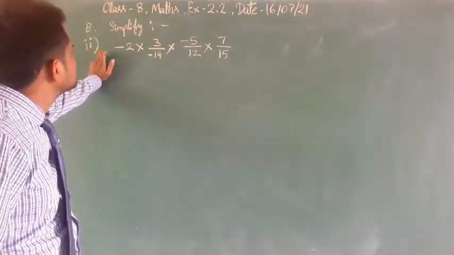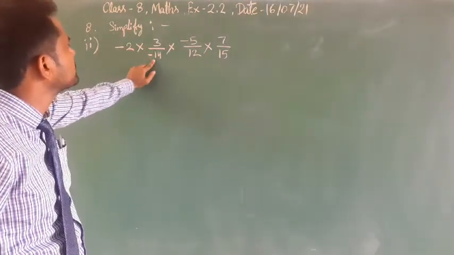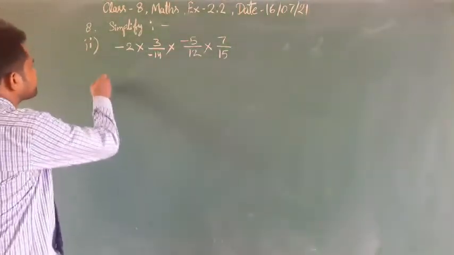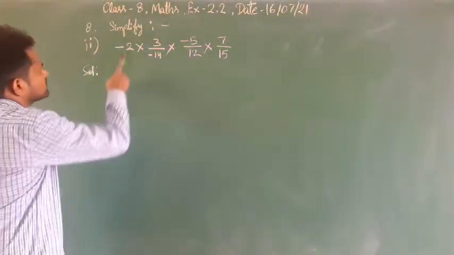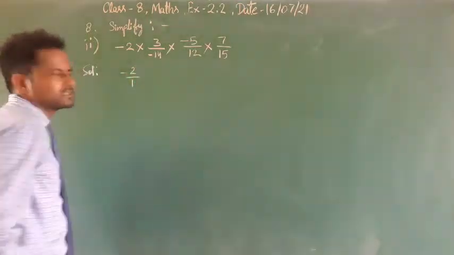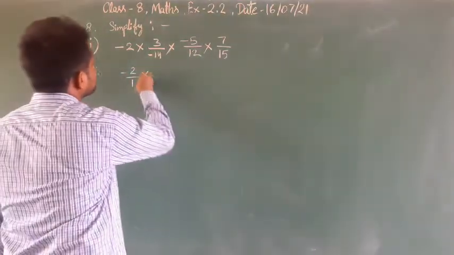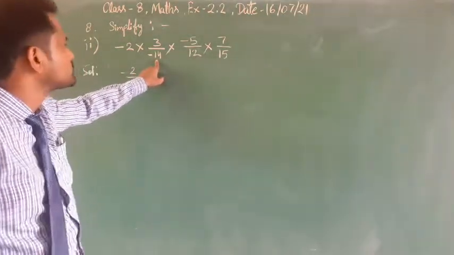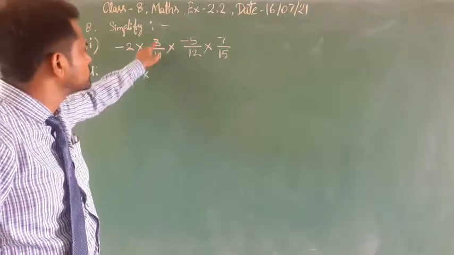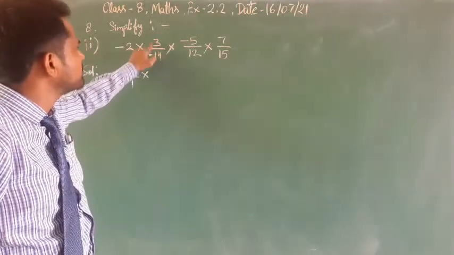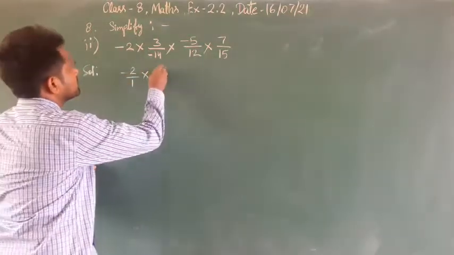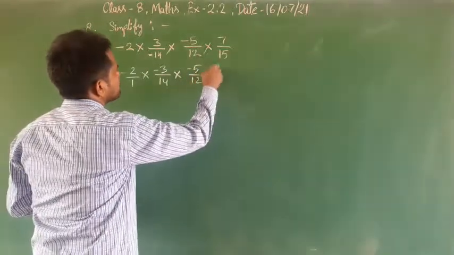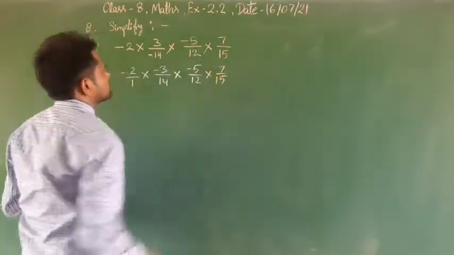Now question number 8 is simplifying minus 2 into 3 by minus 14 into minus 5 by 12 into 7 by 15. First, minus 2 can be written as minus 2 by 1 into, make this denominator positive, so we have to multiply it by minus 1 in both numerator and denominator in the fraction 3 by minus 14. Then we get minus 3 by 14 and minus 5 by 12 into 7 by 15.